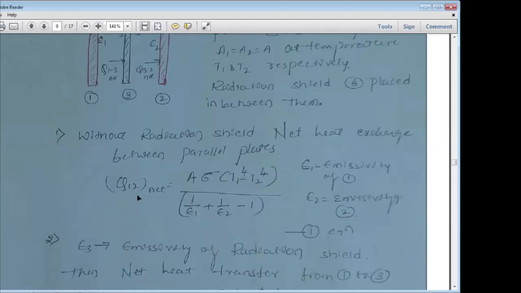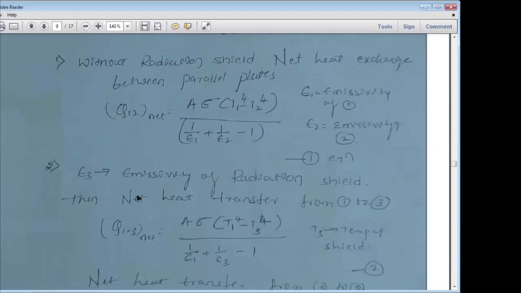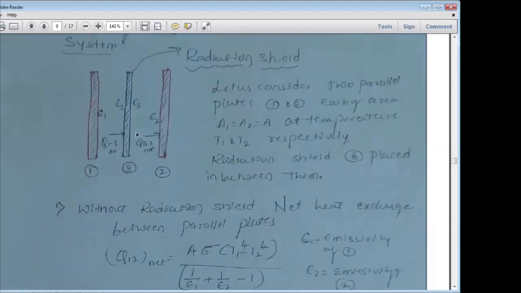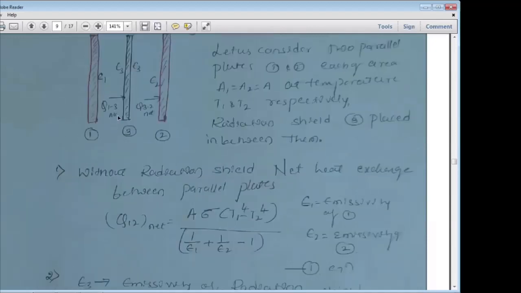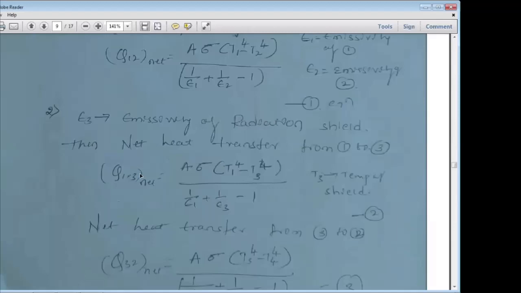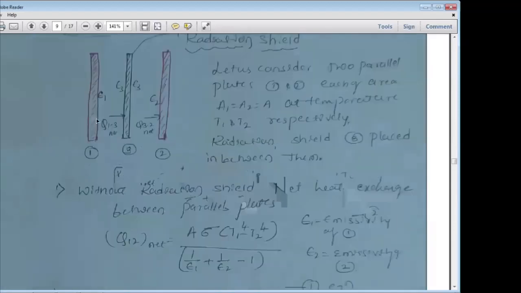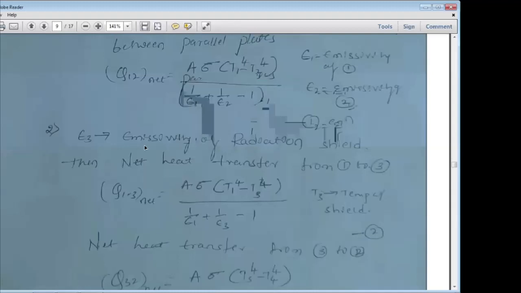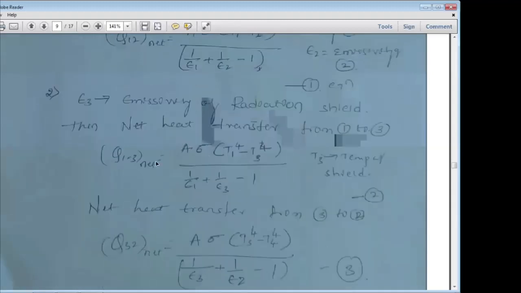Next, if a radiation shield with emissivity epsilon 3 is put in between these two plates, then the heat transfer rate will be reduced. The net heat transfer from 1 to 3, Q13, is the first one: heat transfer between plate 1 and the radiation shield.